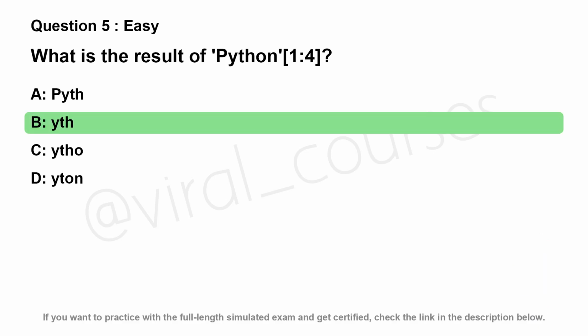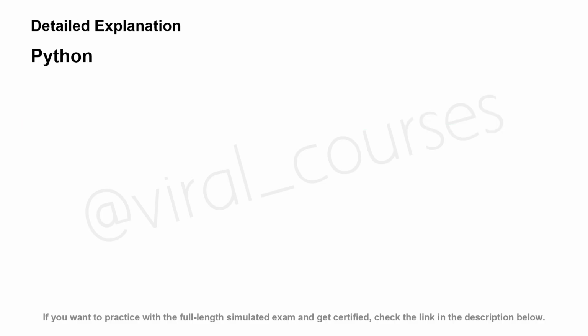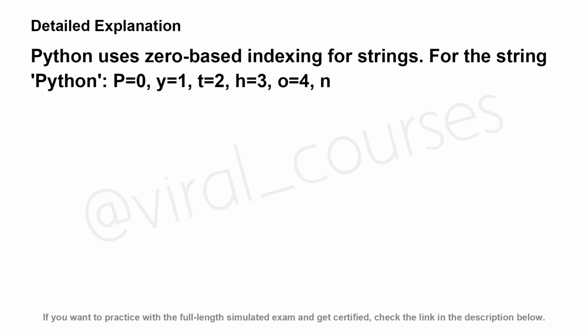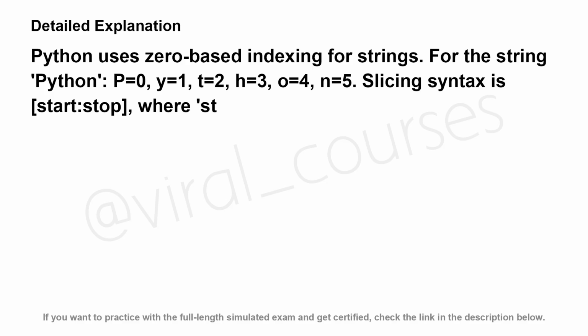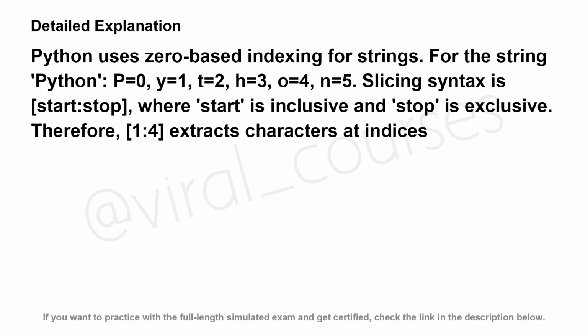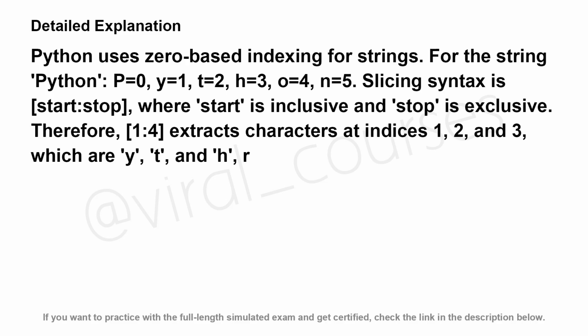The correct answer is B. Python uses zero-based indexing for strings. For the string Python, P equals 0, y equals 1, t equals 2, h equals 3, o equals 4, n equals 5. Slicing syntax is [start:stop], where start is inclusive and stop is exclusive. Therefore, 1:4 extracts characters at indices 1, 2, and 3, which are y, t, and h, resulting in yth.